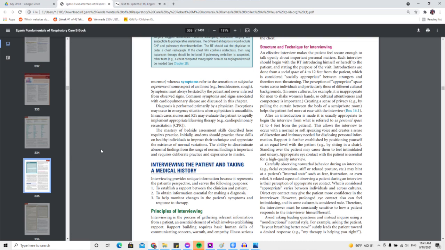Direct eye contact may give the patient more confidence in the interviewer. However, prolonged eye contact also can feel intimidating and in some cultures is considered rude. Therefore, the interviewer must be constantly sensitive to how a patient responds to the interviewer himself/herself. Avoid asking leading questions and instead inquire using a non-directional neutral style. For example, asking the patient, "Is your breathing better now?" subtly leads the patient toward a desired response. For example, "My therapy is helping you, right?"